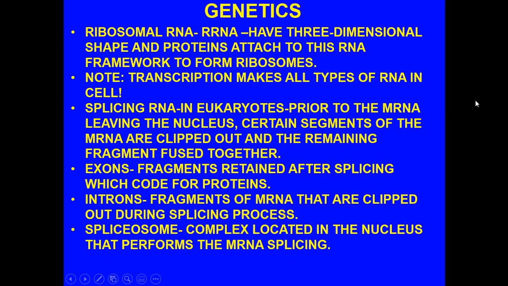Ribosomal RNA has a small case r before the RNA. They have a three-dimensional shape and proteins attached to this RNA framework to form ribosomes. So in essence, a ribosome consists of ribosomal RNA and a cluster of different proteins that attach to the ribosomal RNA, almost like you're adding walls and concrete and all this other stuff to a steel beam skeleton or a structure, okay, a framework.